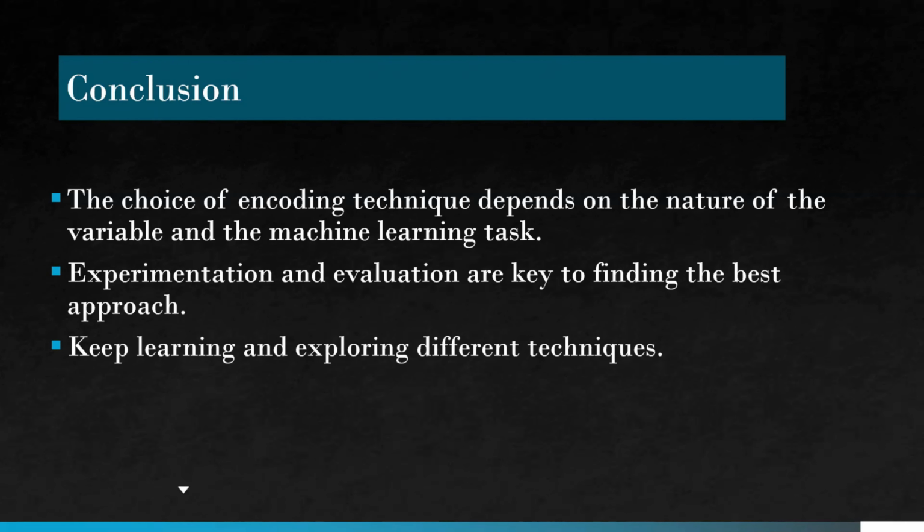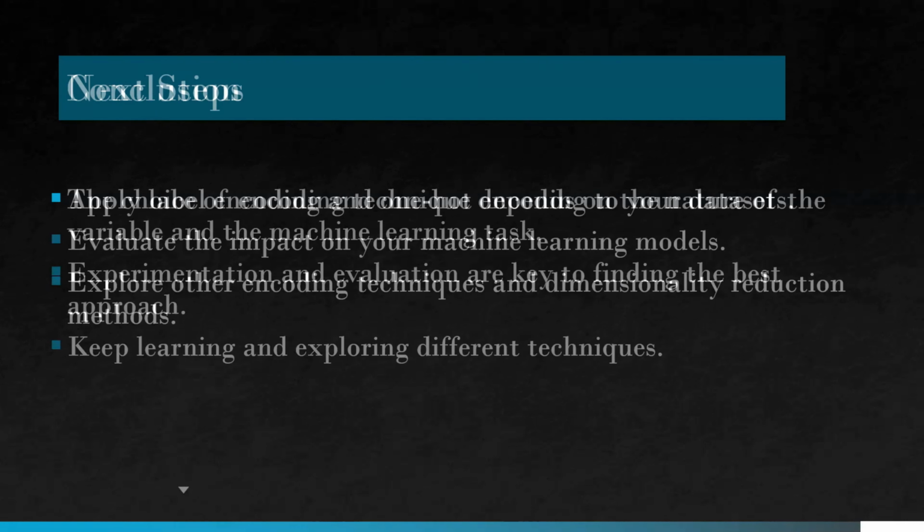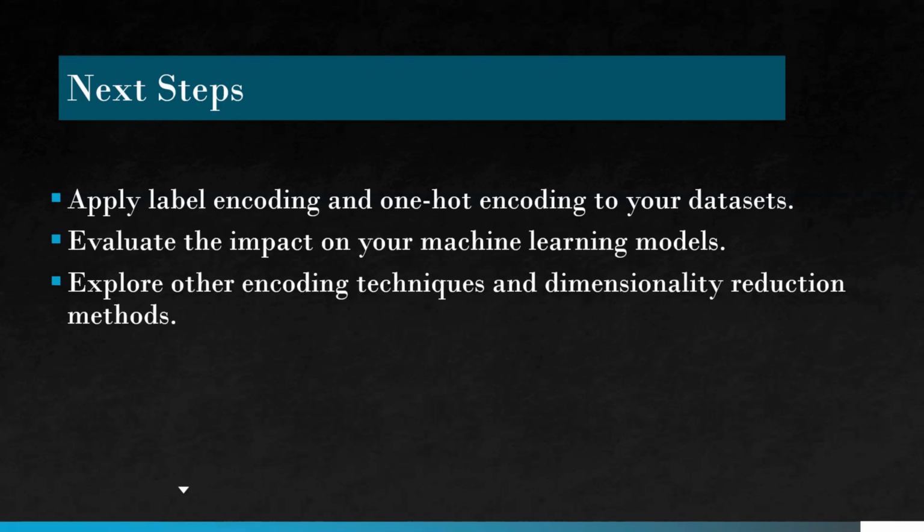So the conclusion is that the choice of encoding technique depends on the nature of the variable and the machine learning task we are performing. Experimentation and evaluation are key to finding the best approach. So keep learning and exploring different techniques. For next steps, find a dataset and apply label encoding and one hot encoding to it. Evaluate the impact on your machine learning models, explore other encoding techniques and dimensionality reduction methods, and find out which performs better and when.